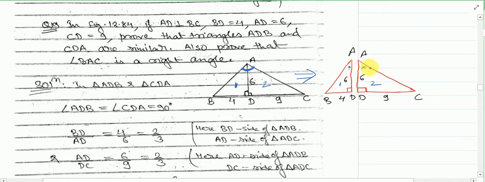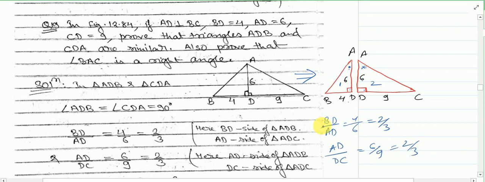So if you take sum of these two, it should come 90. Okay, so firstly we are going to show that these two triangles are similar. So here what do we observe is, here 90 degree, here 90 degree, and here this is 4 and this is 6, so 4 by 6, that means I am doing BD upon AD, it will be 2 by 3, and then if I do AD upon DC, then I get 6 by 9, that is 2 by 3.